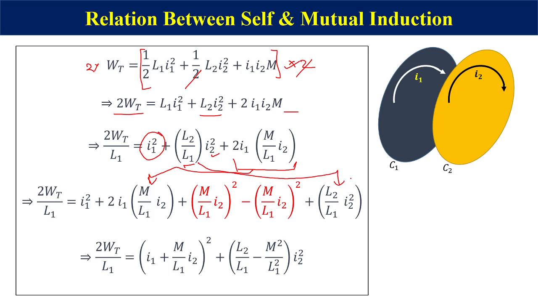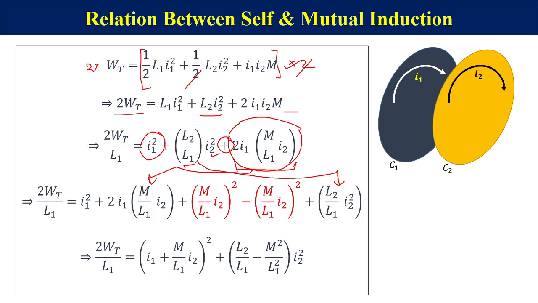All right. So why have I done this? I have done this because here I can see there is a term called twice I1 I2. This is the only term which carries both I1 and I2. So I can somehow frame a relation as (a plus b) whole square or (a minus b) whole square, whichever is suitable. But it is a plus b because there is a plus sign here.